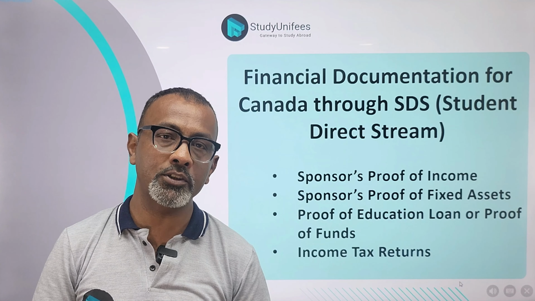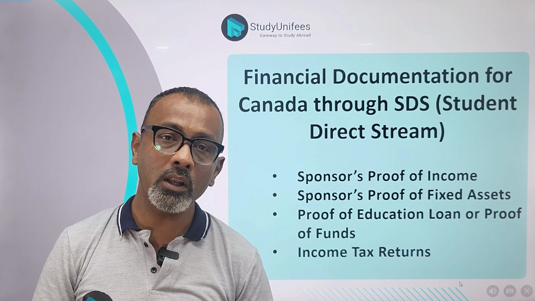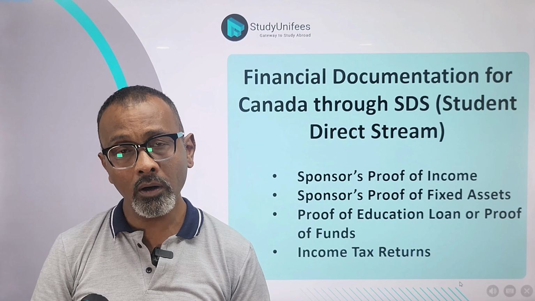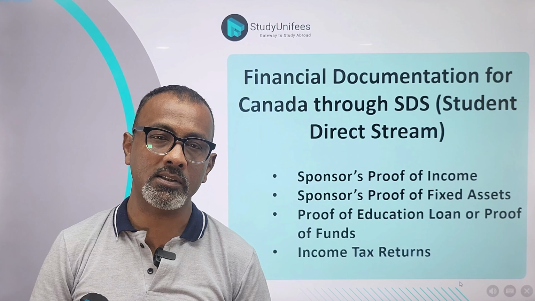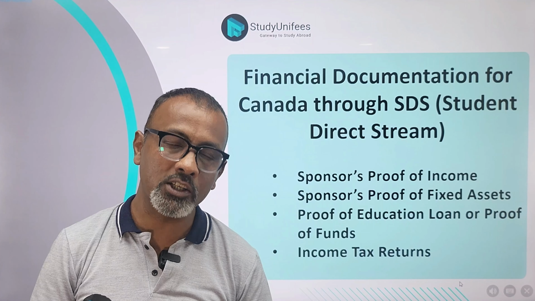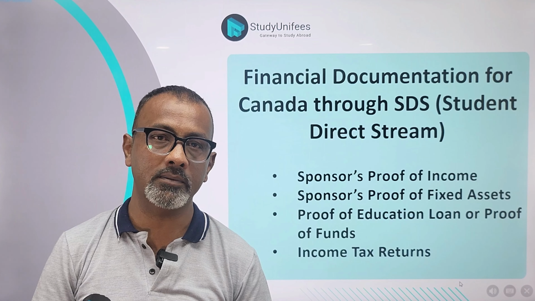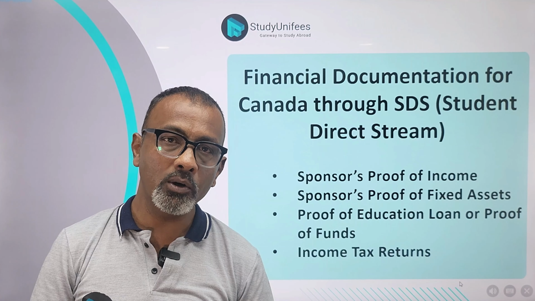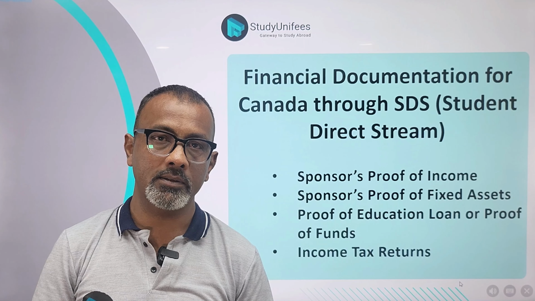If you have taken an education loan, include the loan sanction letter or include proof of funds such as a bank statement with at least more than 1 year's full expenses as the closing balance. Finally, make sure to include your income tax returns.